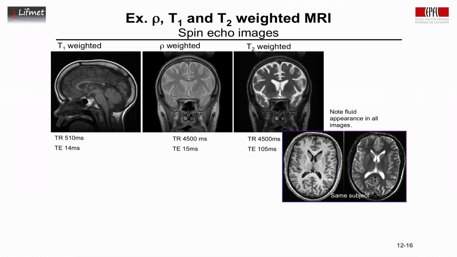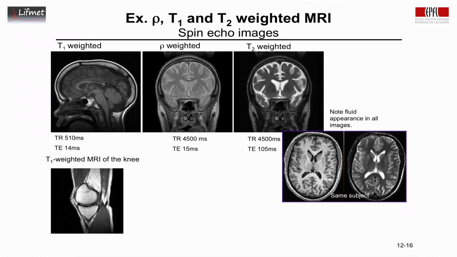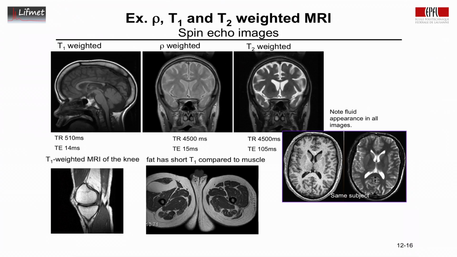So this is again a comparison of T1 and T2 images in the brain of the same subject. We have the fluid filled ventricles, dark on T1 weighted and bright on the T2 weighted image. Here's an example of a T1 weighted image of the knee, and this is of the muscle, also T1 weighted. So fat typically has a short T1 compared to muscle, so we get good contrast. This is the fat, this is the bone, and here we have a lipoma in this unfortunate patient. So this is showing the fat signal.